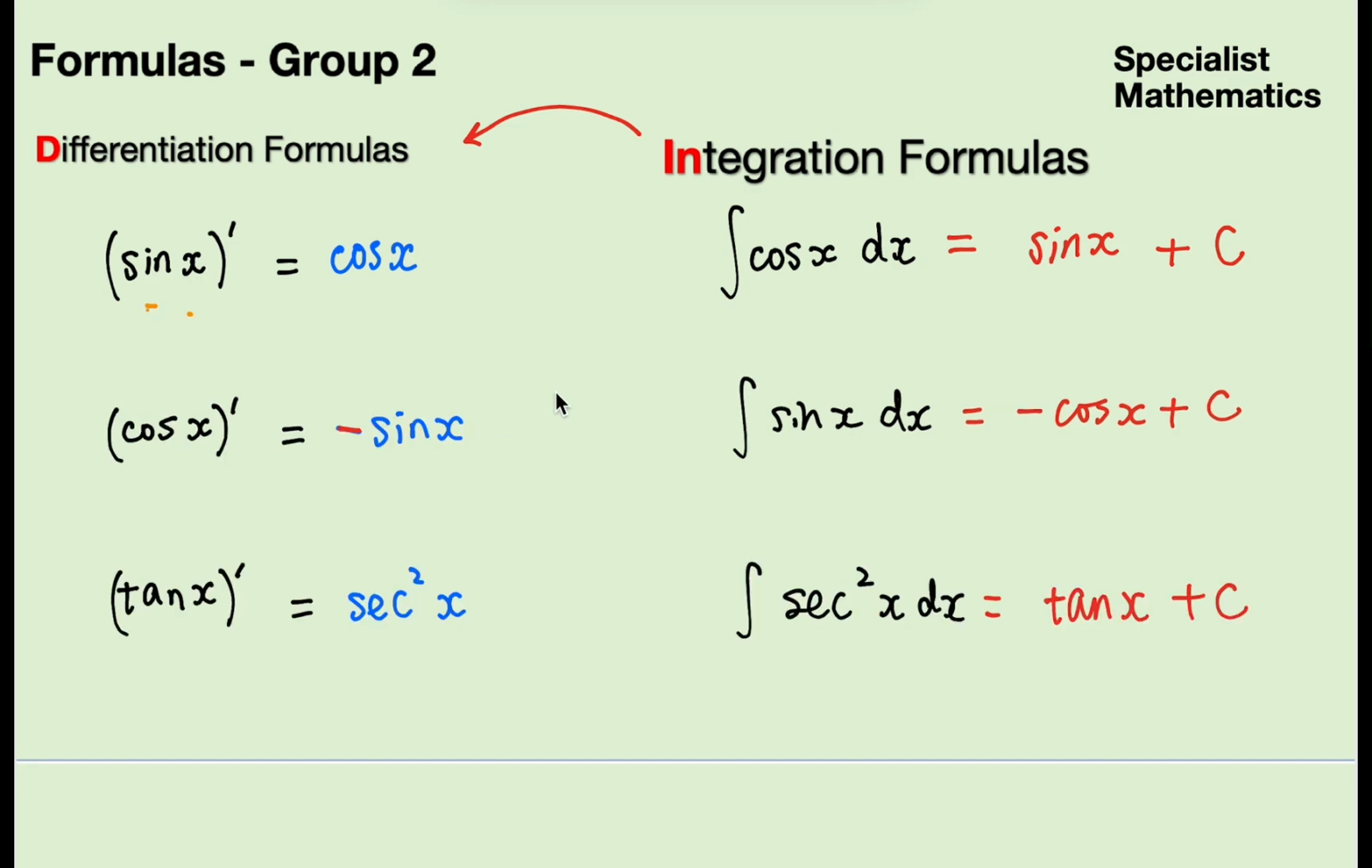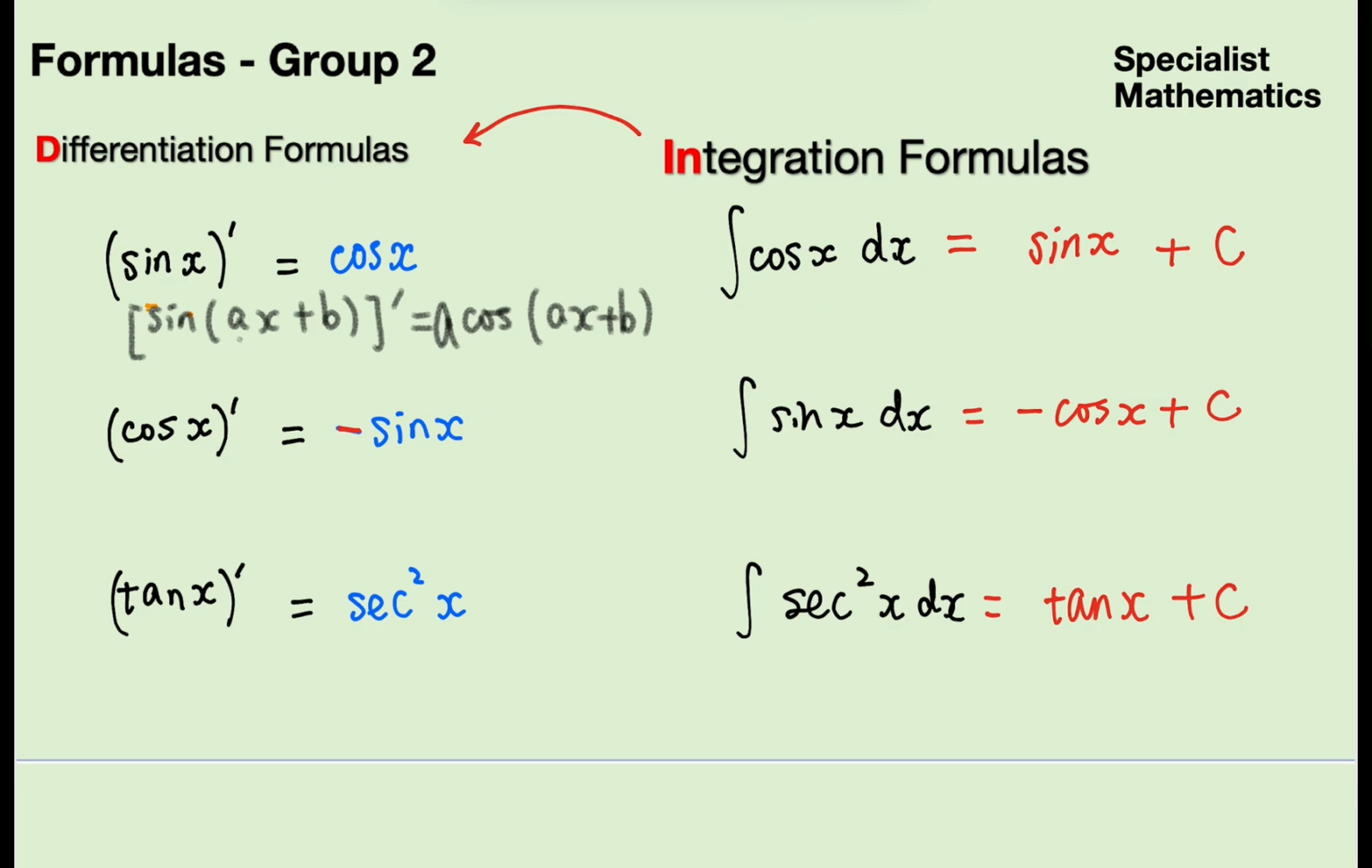We can generalize these formulas. For sine x, we are going to generalize x to the linear function ax plus b. Then it is a linear function and the trigonometric function combined together. Then for this, we are going to use the chain rule to get the result. It will be cosine ax, and then the inner function, when we differentiate this, we will have a, and we are going to times a to the front.